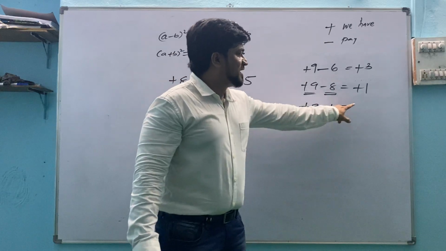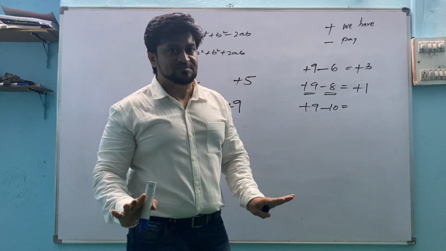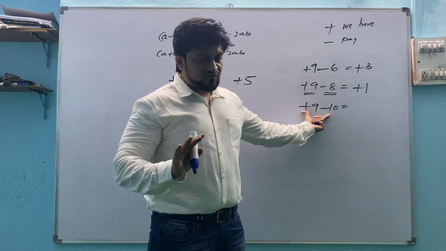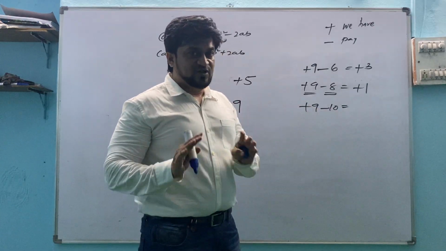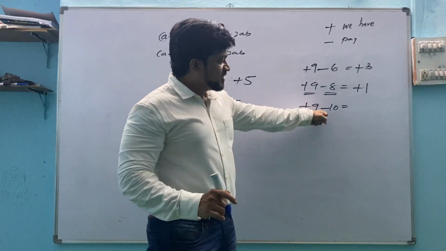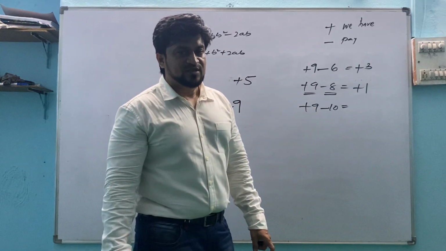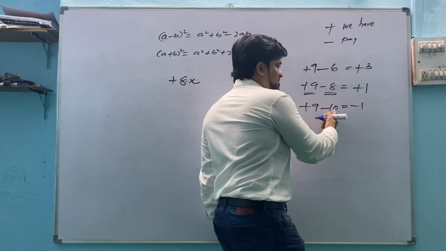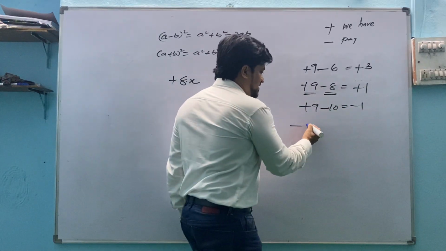We have 9, we need to pay 10. Don't think plus into minus is minus. We are not multiplying the terms because we don't find any multiplication sign between them. So what will we do? Plus 9 minus 10. Whenever you find this, we have 9, we need to pay 10. We have paid 9 to them. How much do we need to pay now? 1. So minus 1. Or you can think of the bigger number's sign.